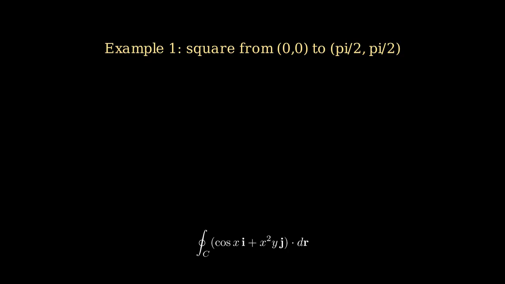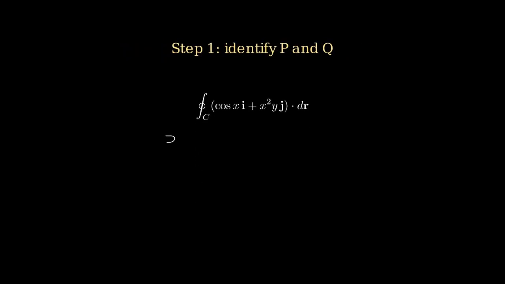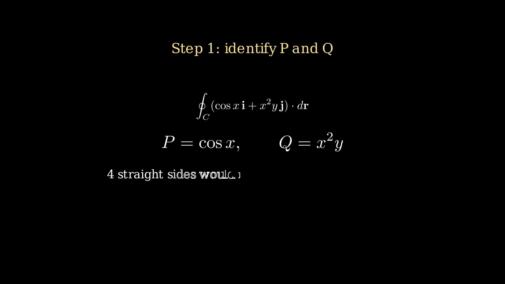Step 1. Identify the pieces. P equals cosine of x and Q equals x squared y. Splitting this boundary into 4 separate straight line pieces would normally take 4 separate line integral calculations, but Green's theorem skips all of that.